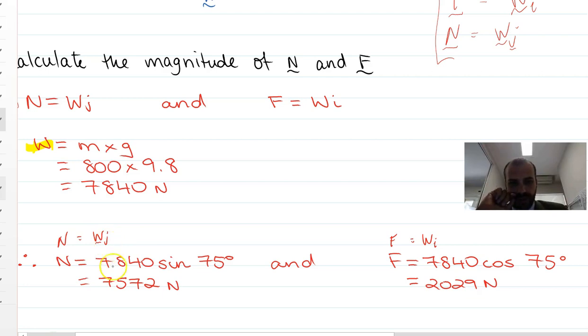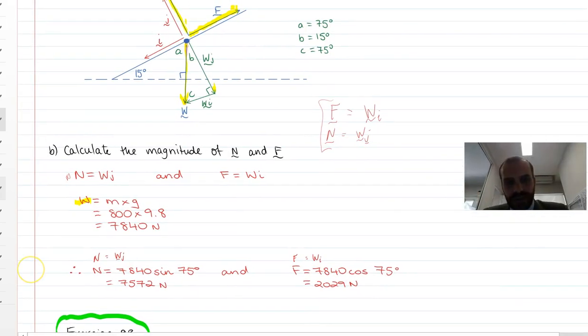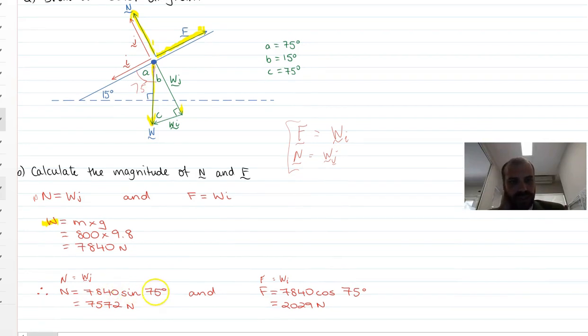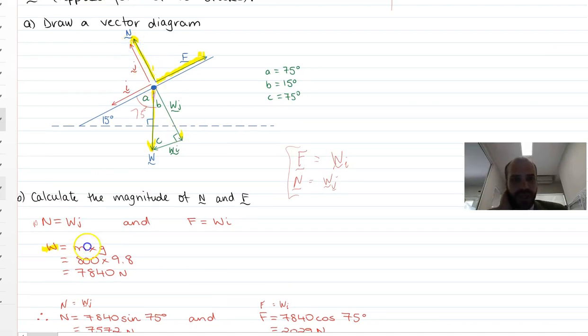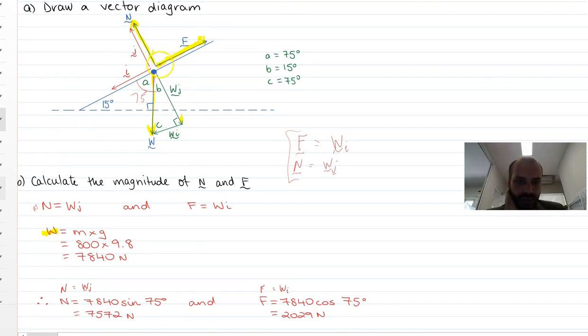And to find the weight in the J component, it's going to be equal to the weight times sine 75. Now, why sine 75? Sine 75 is the angle between J, in the force, the weight, and the I axis. So that angle there is 75 degrees. All right, so 7840 sine 75. So that'll give us 7572 newtons as normal contact force. Well, as weight in the J component, which is equal to the normal contact force. And finally, 7840 cos 75 will give us weight in the I component, which will be equal to that force.